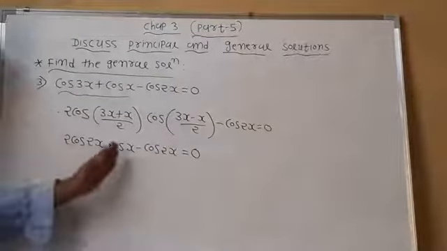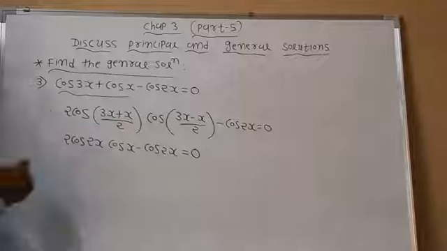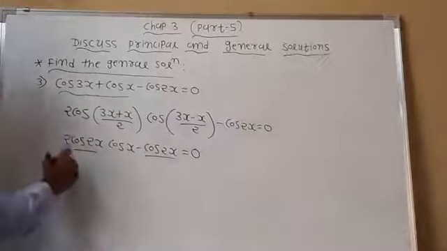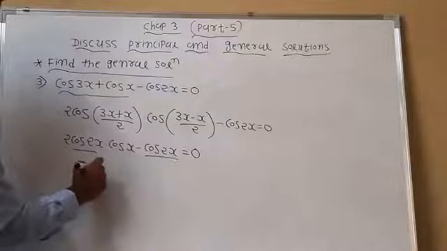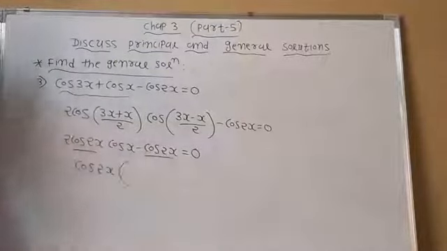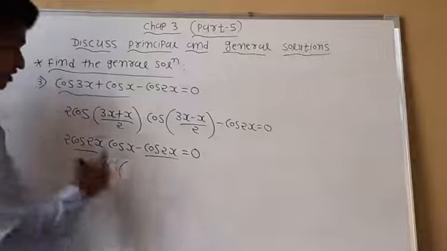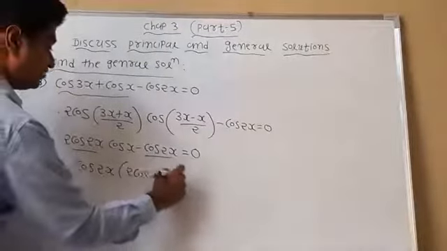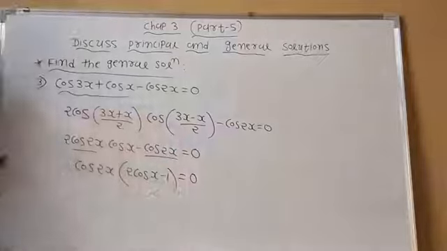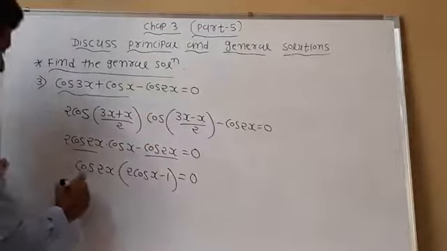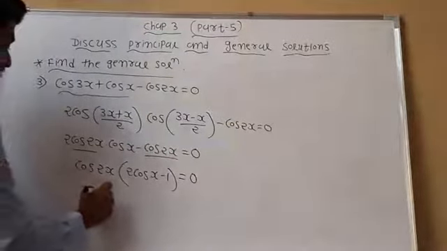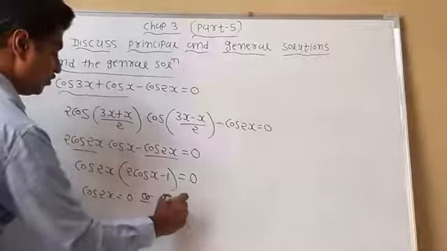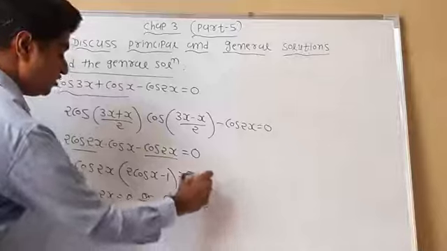Now, in both these terms, which term can we take common? So, cos 2x we can take common. So, therefore, cos 2x, and the remaining term we write in another bracket. So, 2 times cos x minus 1 is equal to 0. Now, on the opposite side 0 is present. So, cos 2x is equal to 0, or the other value cos x is equal to 1 by 2.